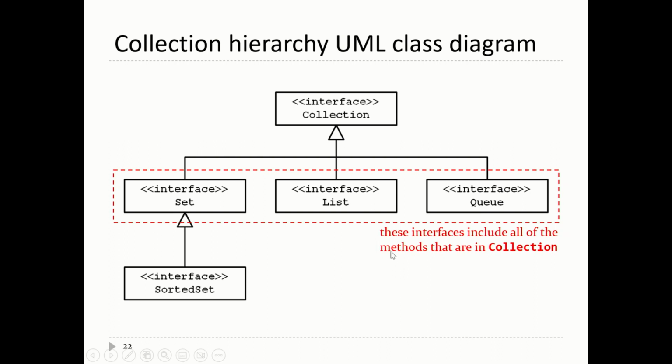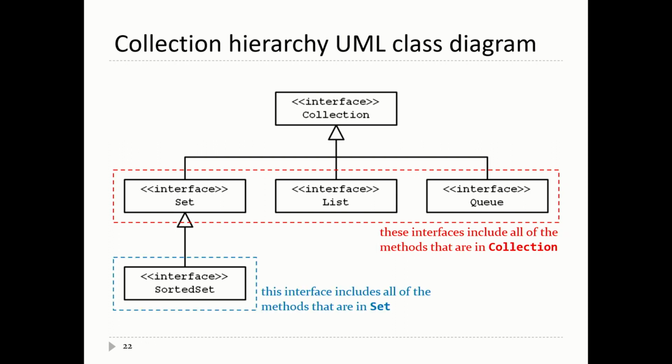Okay, so in red, all of those interfaces include all of the methods that are in collection. And in blue, the sorted set interface includes everything that's in set. So sorted set is the interface that tree set implements. So every tree set guarantees all of the methods that are in sorted set. Hash set implements the set interface. So it only guarantees the methods that are in the set interface. So in other words, if there's a method in sorted set, hash set can't use it.